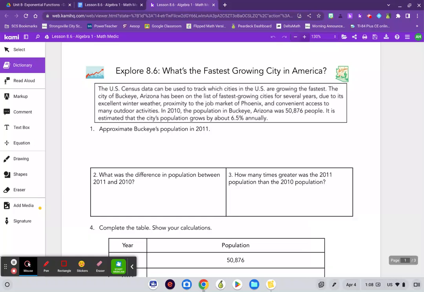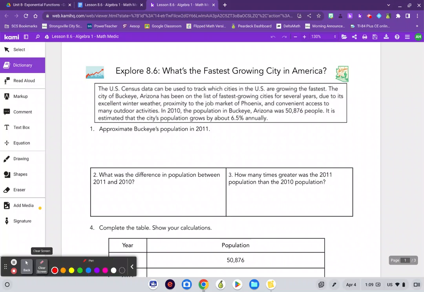It says, what's the fastest growing city in America? So the U.S. Census data can be used to track which cities in the U.S. are growing the fastest. The city of Buckeye, Arizona has been on the list of fastest growing cities for several years due to its excellent winter weather, proximity to the job market of Phoenix, and convenient access to many outdoor activities. In 2010, the population in Buckeye, Arizona was 50,876 people. It is estimated that the city's population grows by about 6.5% annually.